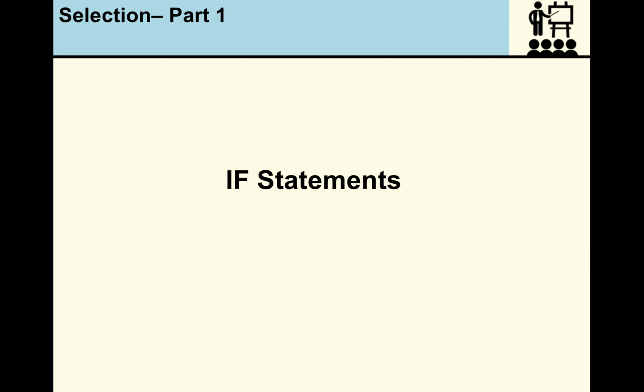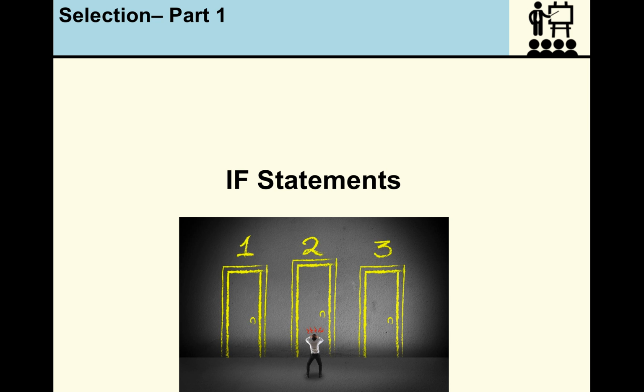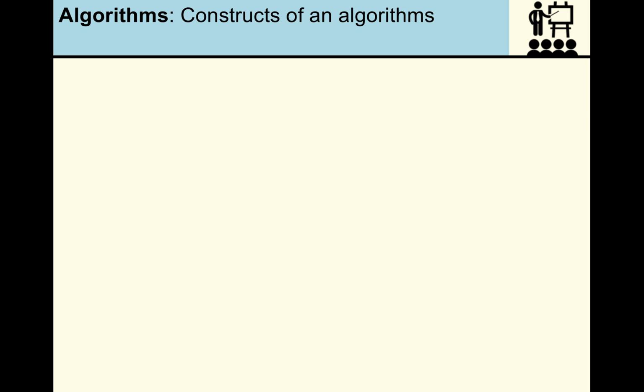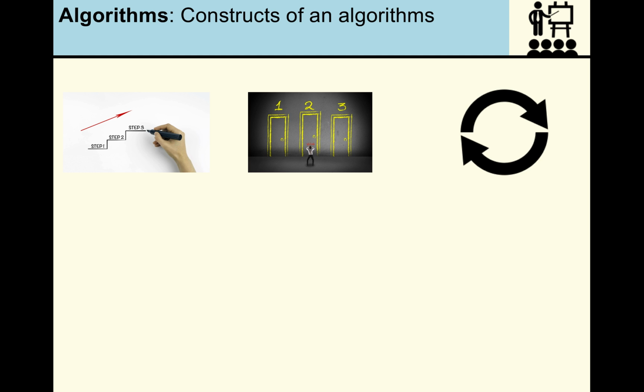In this video, we are going to be looking at selection, and in particular, we're going to be looking at if statements. So just before we get into selection, let's look at the different constructs of algorithms. Just like the constructs of programming, there are three constructs. The first one is sequence, and all programs have it. Sequence is the order that we write our instructions or algorithms in. We write them in order. So we start with step 1, step 2, step 3. We always start at the beginning, and we work our way through our algorithms in a logical order.